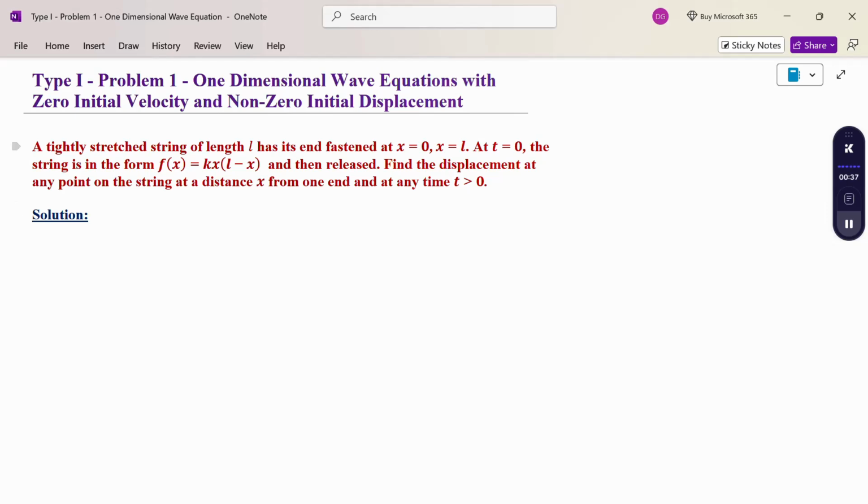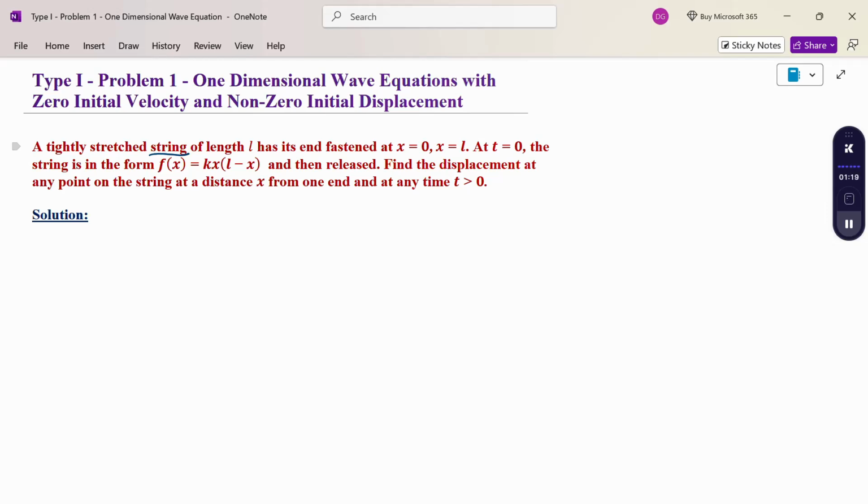So first of all, look at the problem. When the problem mentions a string, then it's the one-dimensional wave equation, because the string is tightly stretched from one endpoint to another endpoint. When I give a force, a wave is created. So now I have identified the problem as the one-dimensional wave equation. Next, check the initial velocity: zero or non-zero. But in this problem, no velocity is mentioned, so the velocity value is not given. Therefore, when velocity is not mentioned, we consider zero initial velocity.